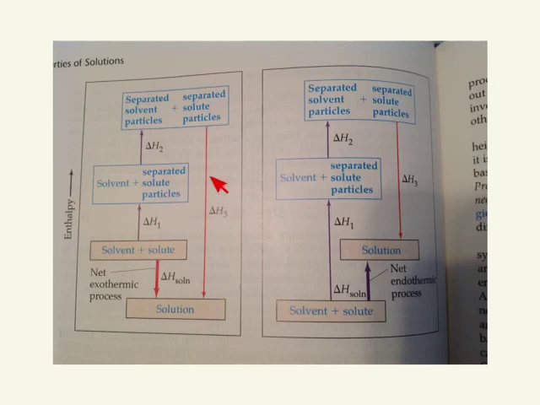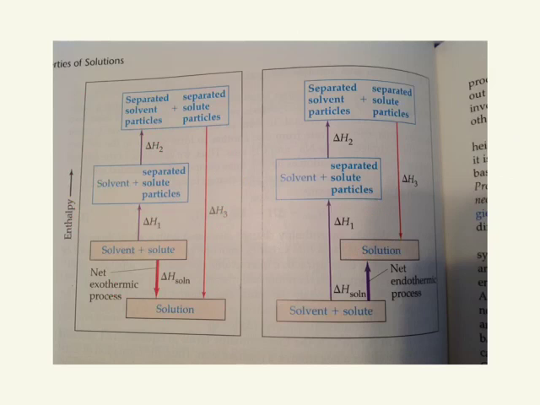Okay, if you release more energy than you put in, then you are exothermic. The net exothermic process is your delta H of your solution. Okay, you are lower in total potential energy because you have released some. Now the exact opposite occurs over on this part of the diagram.